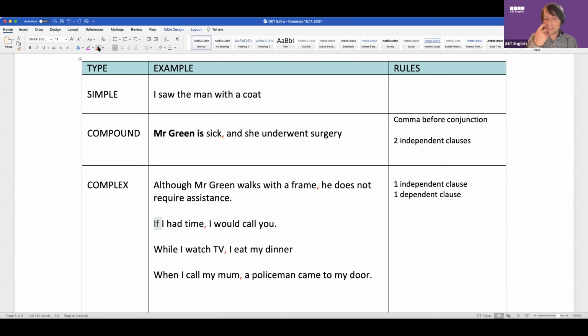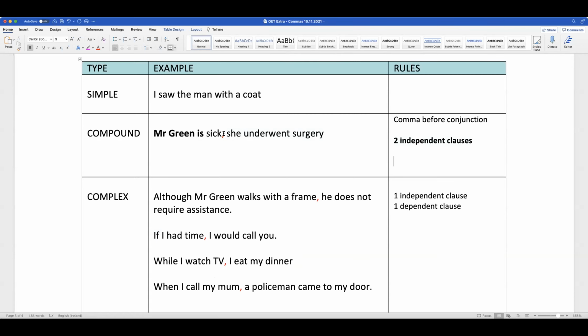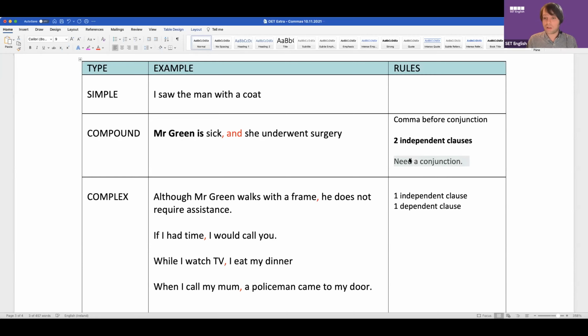Okay. So why is this important? Well, look at this. This is what a lot of people do, a lot of native speakers. They write something like this. Mr. Green is sick, comma, she underwent surgery. Is that correct? No. Can I just put a comma here and then carry on? No, because it's two independent clauses, right? Maybe full stop and start another sentence. But when you have two independent clauses, guys, you need a conjunction. If you don't put a conjunction, it's wrong.